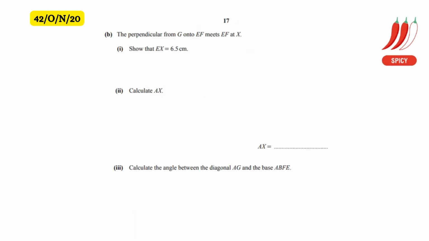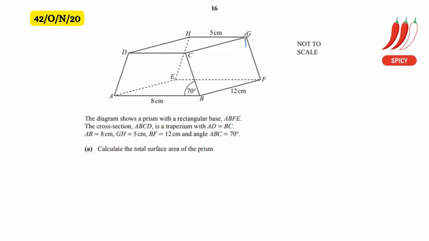Part B says the perpendicular from G onto EF meets EF at X. Show that EX is 6.5 centimeters. So the perpendicular from G to EF, and it's meeting EF at X. They want us to show that EX is 6.5 centimeters. So we know that this was 70, which is going to be the same because the trapeziums are identical. This we found to be 4.38.